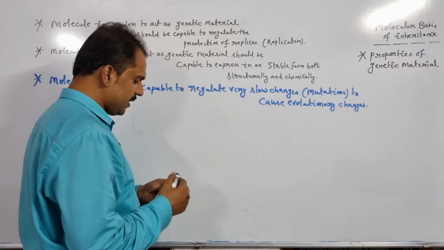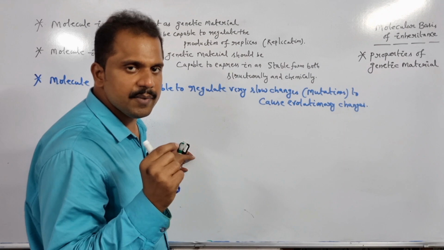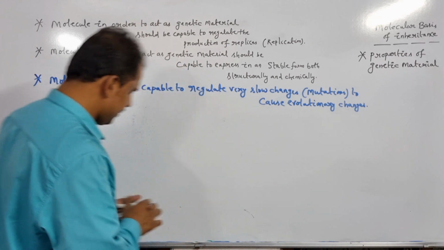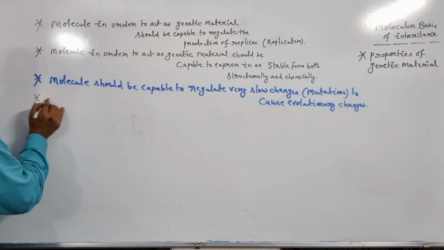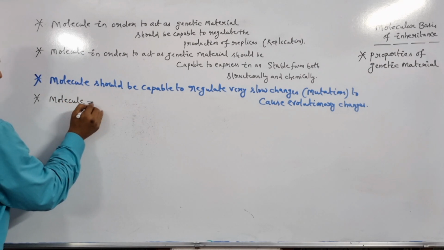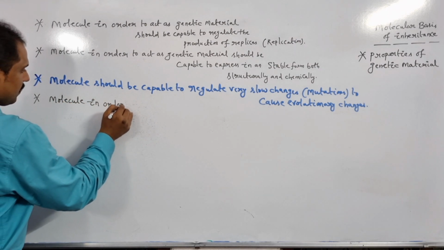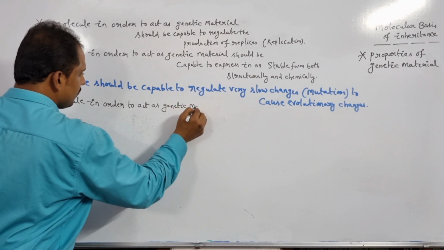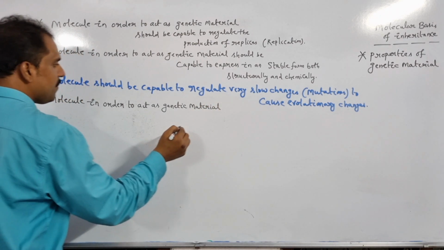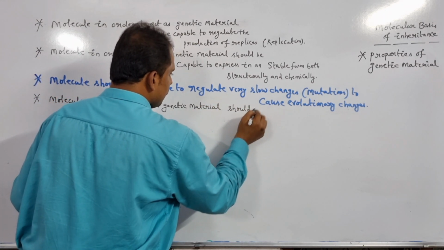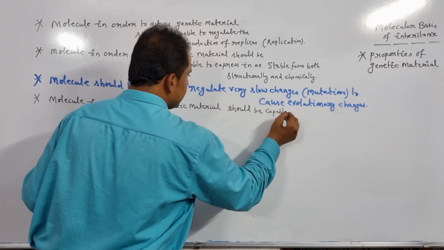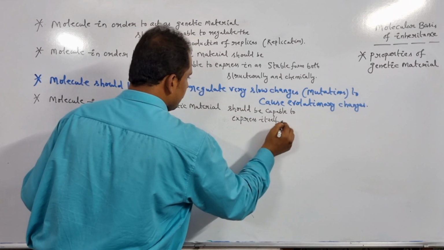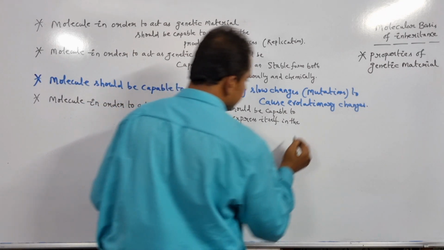And the last one is, a molecule, in order to act as genetic material, should be capable to express itself in the means of Mendelian characters. Is it clear?